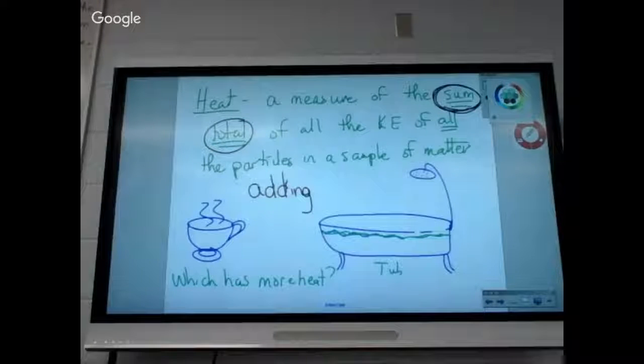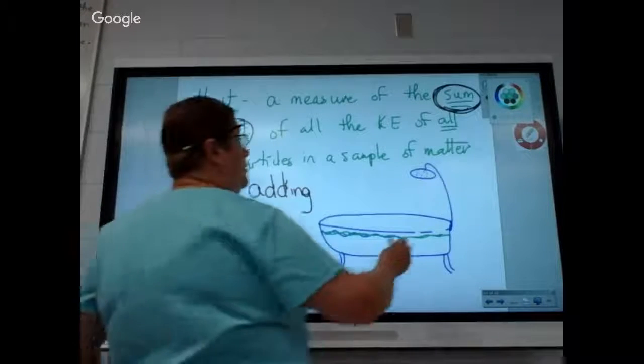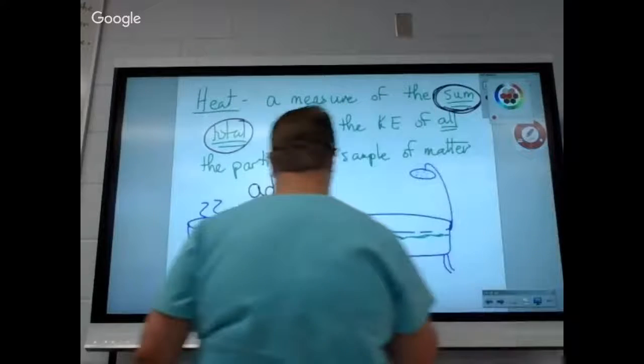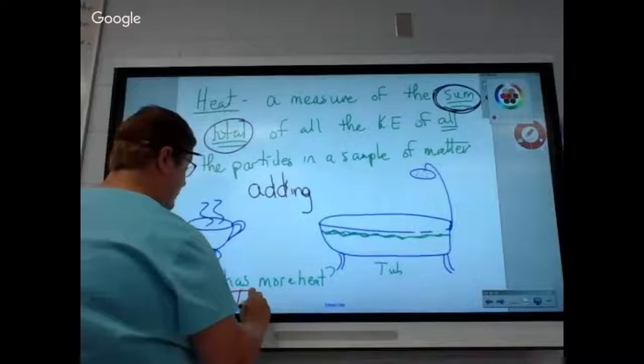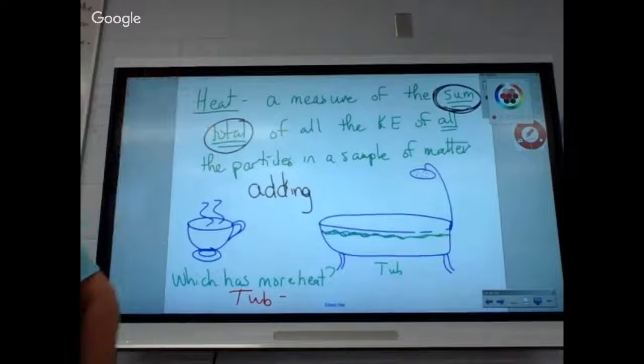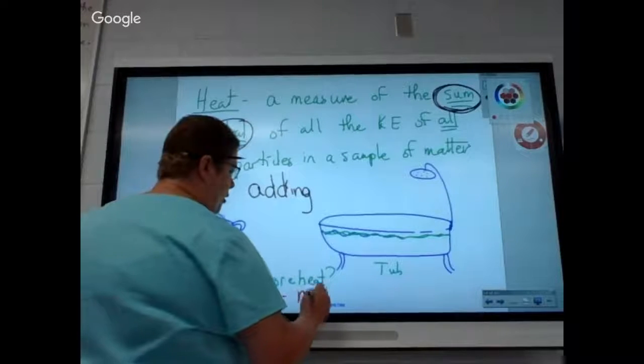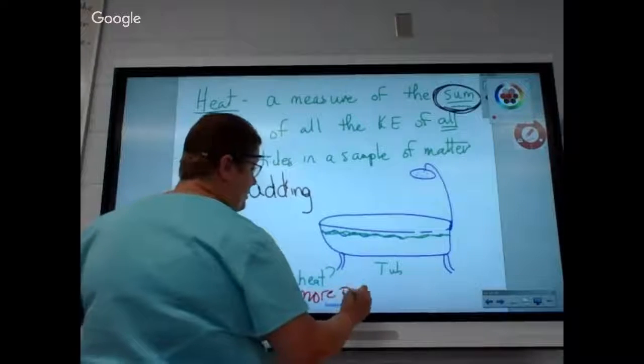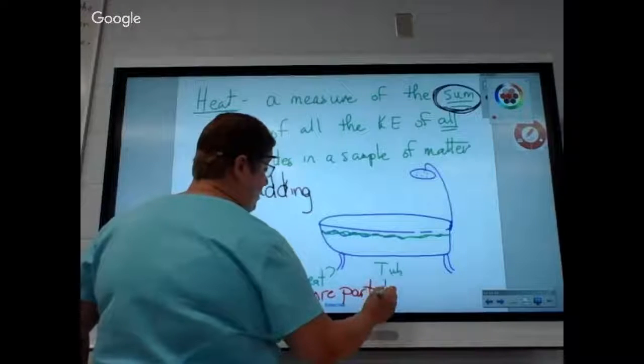Most people say the mug, because you're thinking about which one's hotter. But it's not about being hotter. The tub has more heat, because there's more stuff to add together. Now, the reason I took the body out is it's got nothing to do with the body. It's all about more particles. It's not about the surface area.